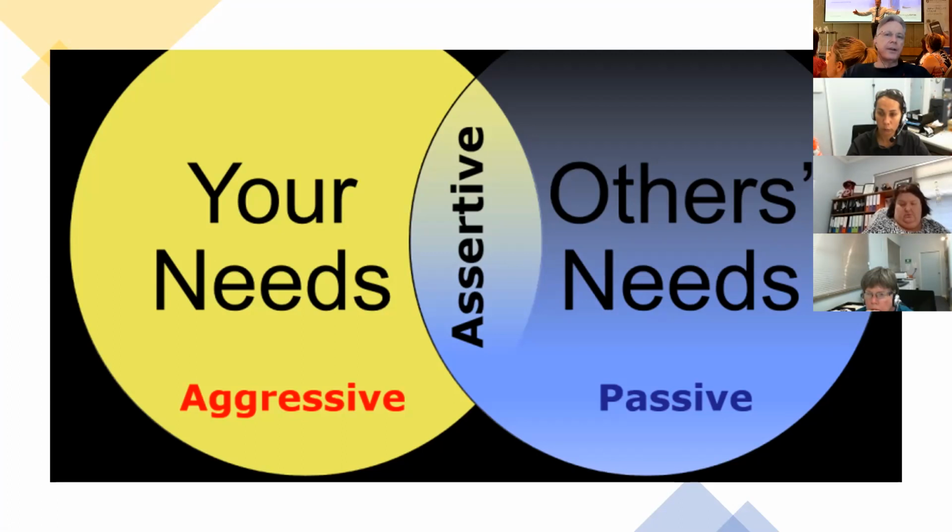Now, in that same circumstance, if I was acting aggressively, what I would probably do is, as soon as they interrupted me, start raising my voice and getting very angry and saying, how dare you interrupt me? You're a rude person, blah, blah, blah. Now, if I did that, I'm acting aggressively, because I'm trampling all over their rights to be treated with respect, even though I'm protecting my own rights.